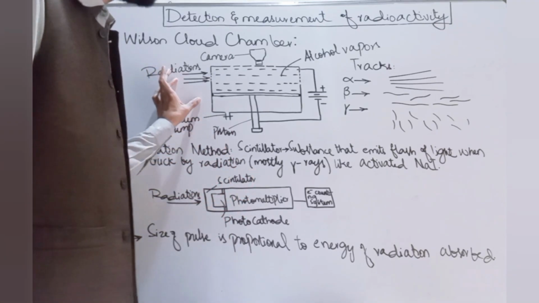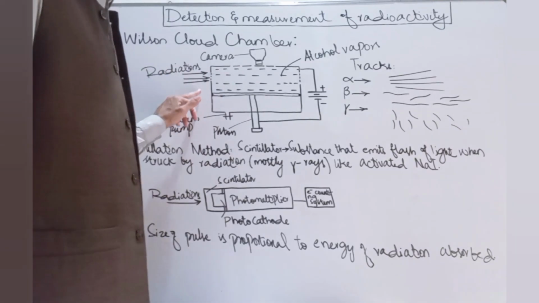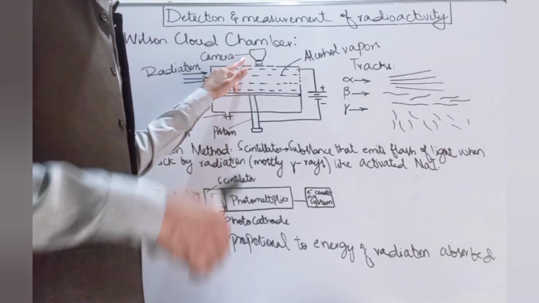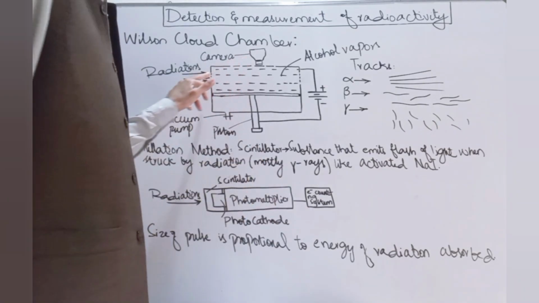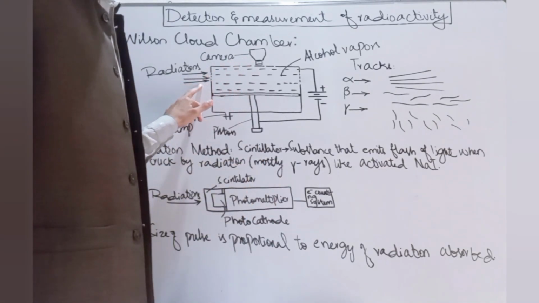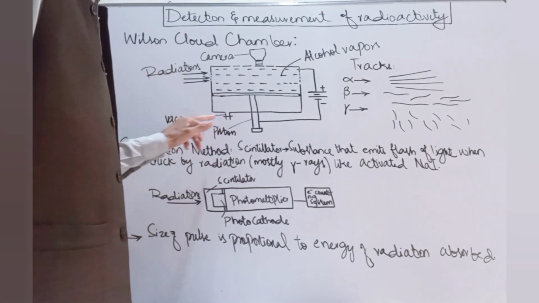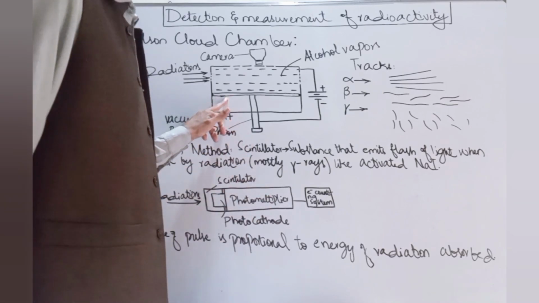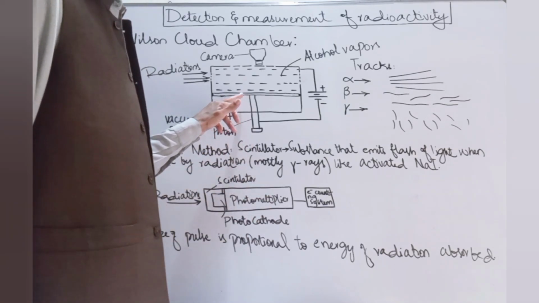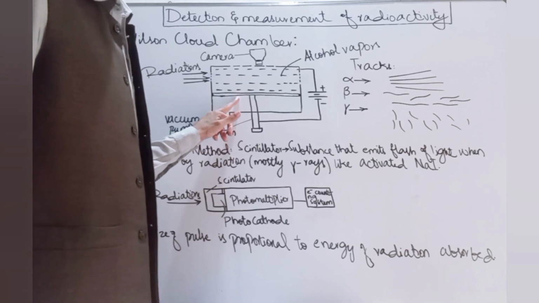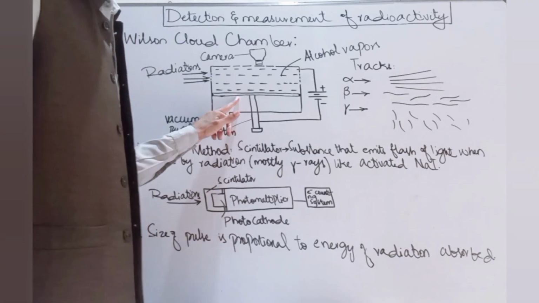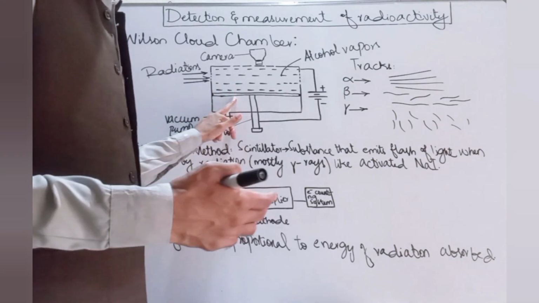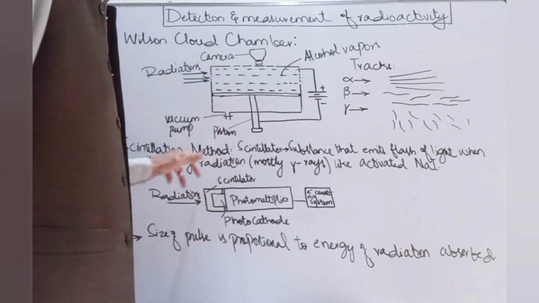First of all, it consists of a metallic chamber. This chamber is provided with a glass window at the top in order to view the inside of the chamber. Here is also a glass window for the entry of the radiations. This is the vacuum chamber, in order to produce a high vacuum inside the Wilson cloud chamber. This is a piston that is provided with a metallic plate, and on top of this plate there is a velvet pad that is soaked with alcohol and water.